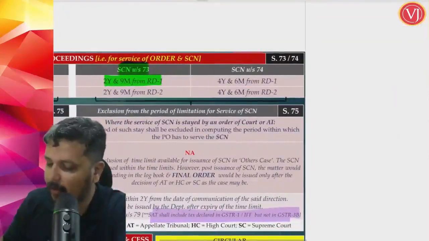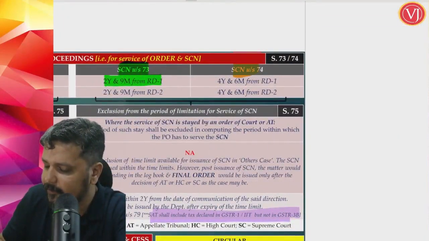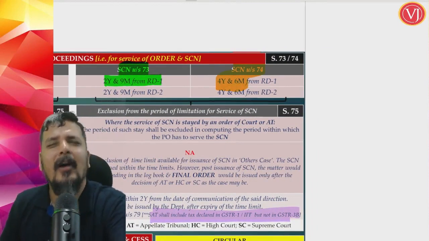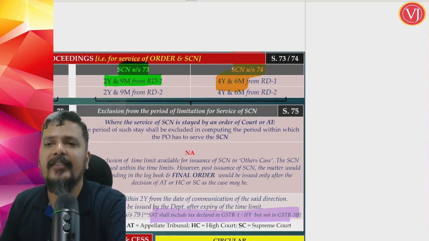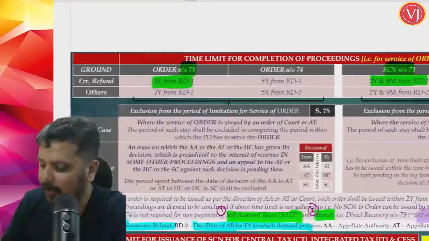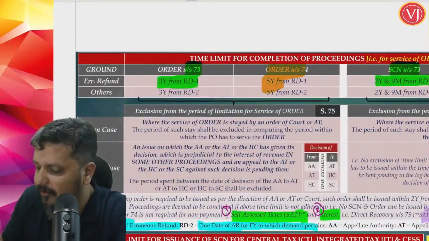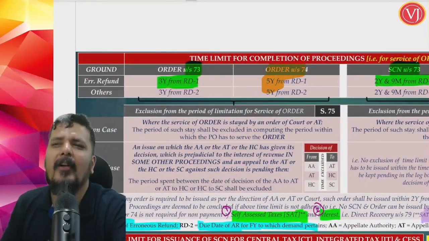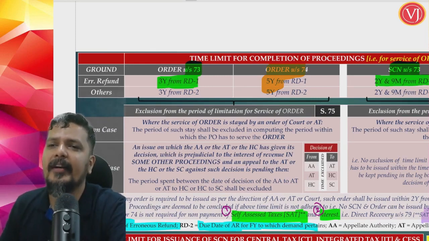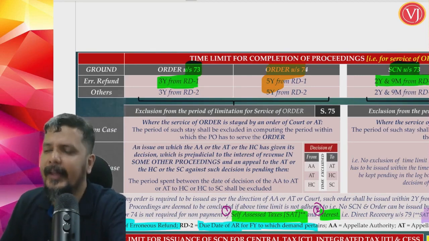What if I tell it is a fraudulent case? For show cause notice, 4 years 6 months from relevant date. What is the relevant date? Normally it is the due date of annual return. For erroneous refund, it is the date of erroneous refund. What is the last date for giving order? 5 years from relevant date. Normally it is the due date of filing annual return, and in case of erroneous refund, it is the date of erroneous refund.